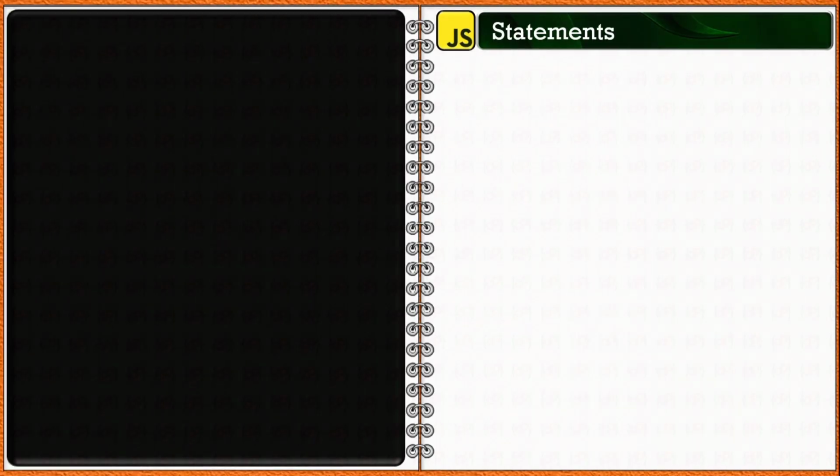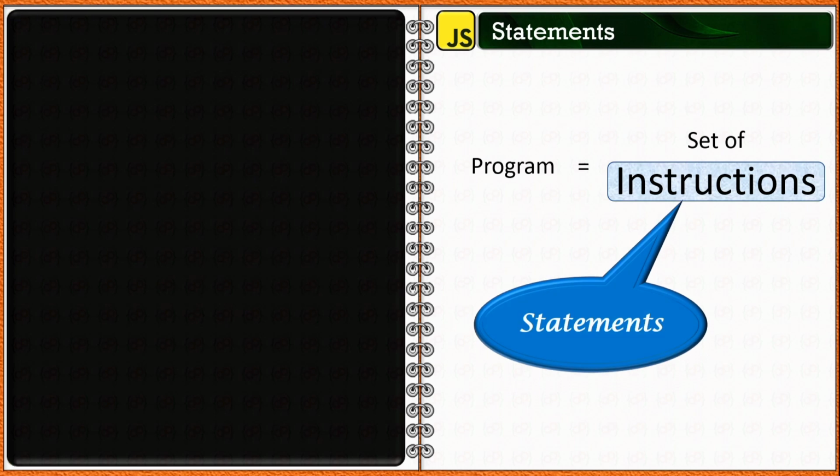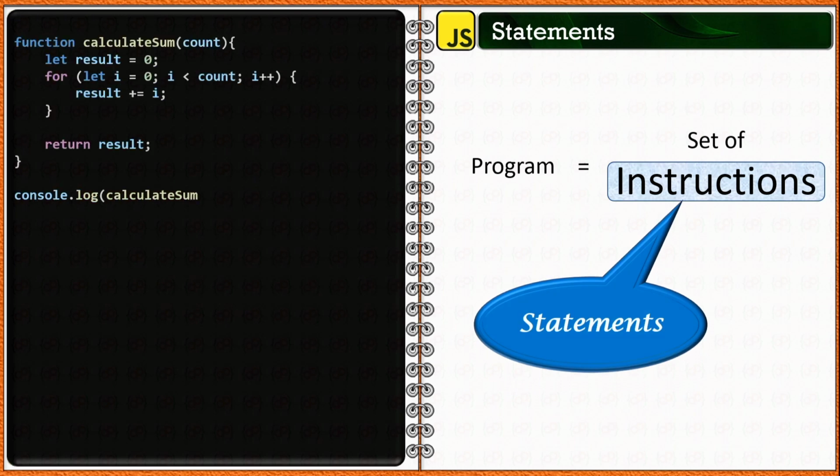Statements. When you write a program, you will write a set of instructions which needs to be executed by the computer, like add two numbers, display the message, etc. These instructions are called statements in programming. It can be simple like variable declaration, or it can be a complex statement like a for loop.